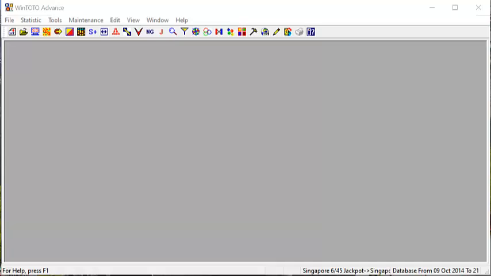We'll start off with English, followed by Mandarin. What you're looking at right now is WinToto Advance Software. It's a software that analyzes and at the same time forecasts Toto numbers. Before we launched WinToto Advance Software, we put in place one very important mission, and the mission is to keep developing the software. You may be wondering why we have this kind of mission in mind. We have 2 very important reasons to share.